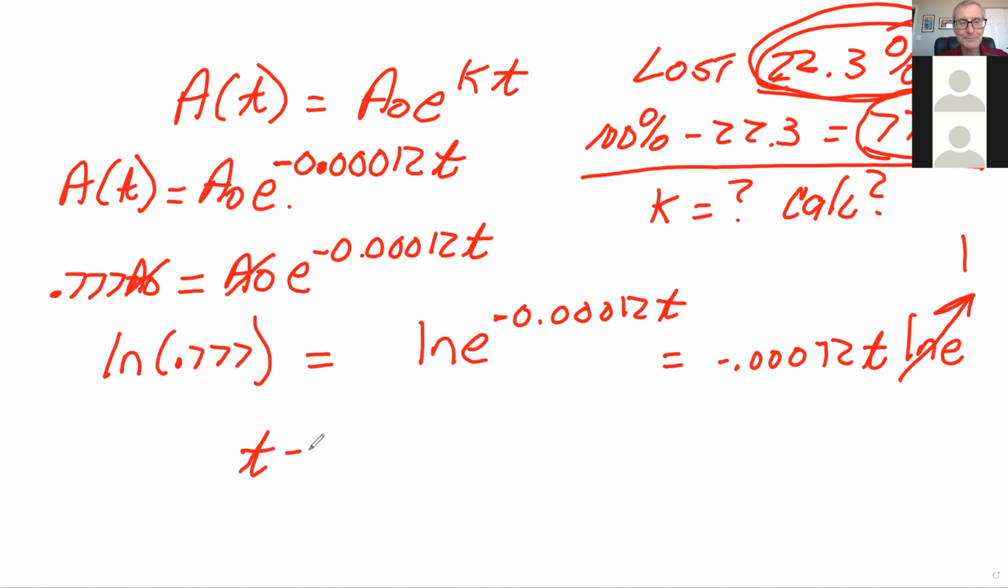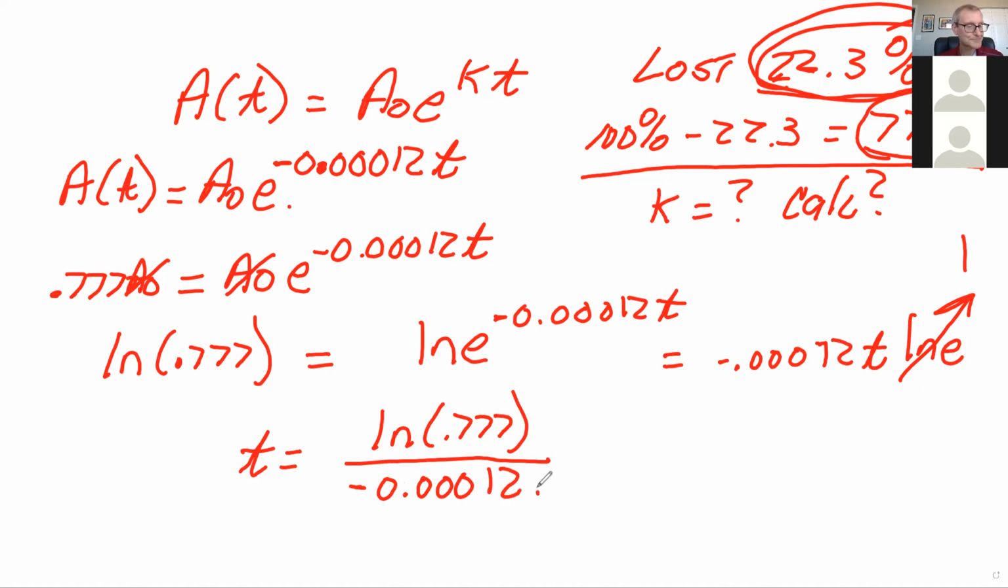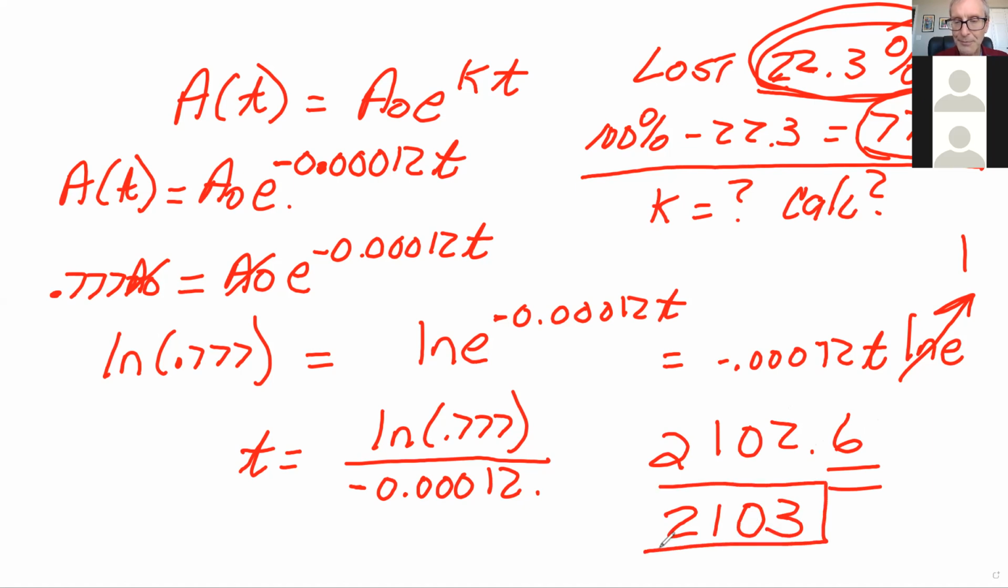So what does t equal? Natural log of 0.777, which is a negative number, divided by another negative number, 0.00012, which is k. If I get my calculator out, let's see what we get. Natural log of 0.777 divided by negative 0.00012. So I ended up with 2,102.6 years. And if we round to years, which looks like what the problem asks for, it would be 2,103 years.